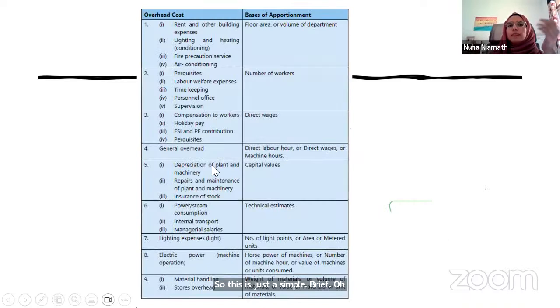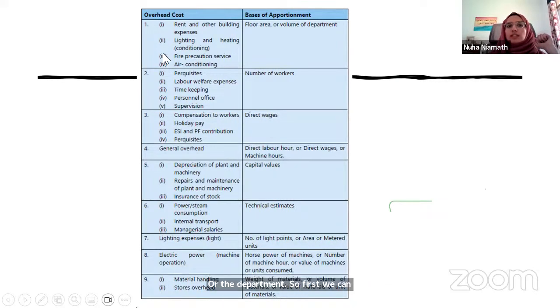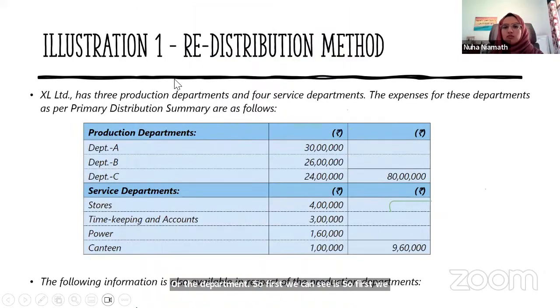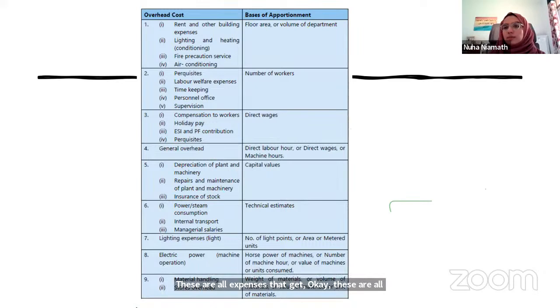So if you see, there are various methods in which we can distribute the overheads to the product or the department. First we can see rent, lighting, fire precaution services, air conditioning. These are all expenses that get incurred in the factory. So here we can see that.